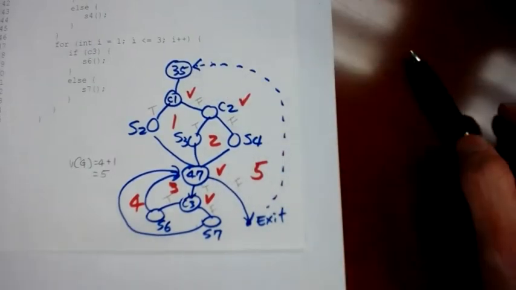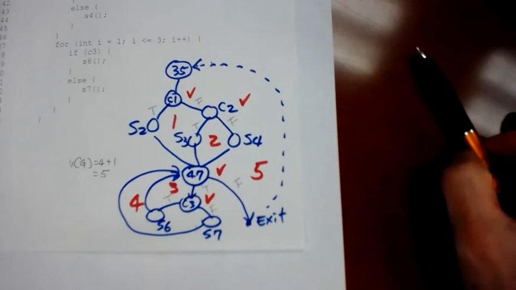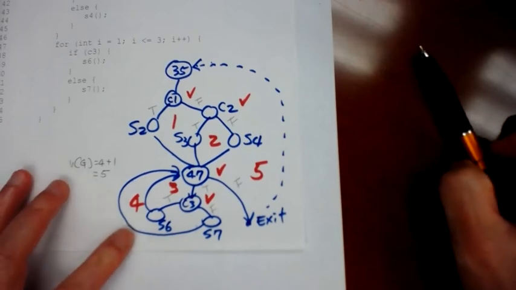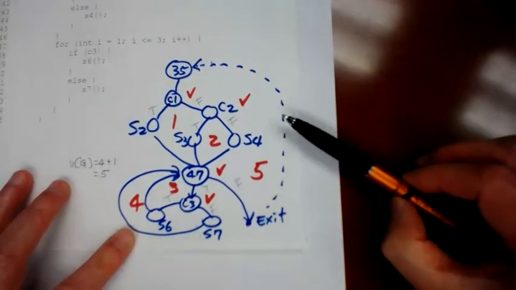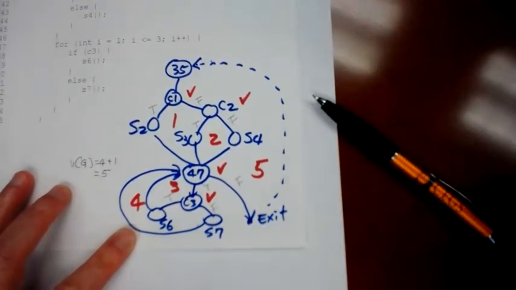Of course you can always count the number of edges, but I'm not going to count the number of edges. That would really mess up the drawing here. But what is the cyclomatic number here?